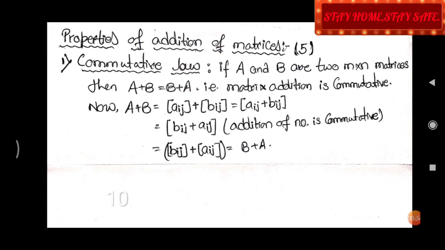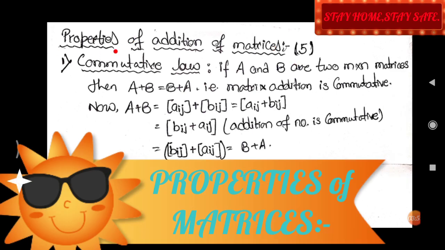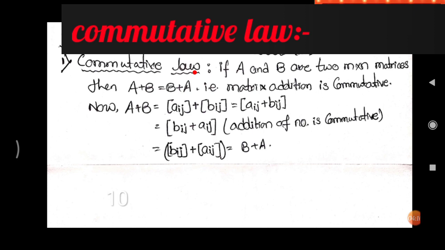Next, as we go by the properties of addition, mind you, my friends, addition of matrices has 5 properties to satisfy. In the first, we have the commutative law. We must have learned in our earlier studies what the commutative law is. Commutative law means 1 plus 2 is equal to 2 plus 1. 1 plus 2 is equal to 3, and 2 plus 1 is also equal to 3. So 3 is equal to 3.